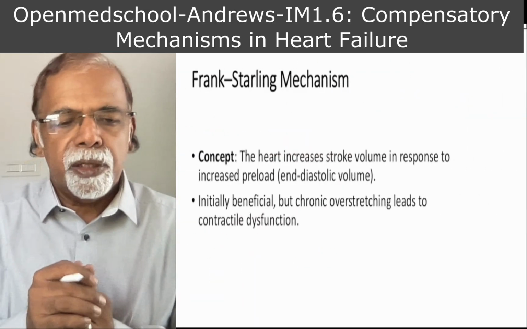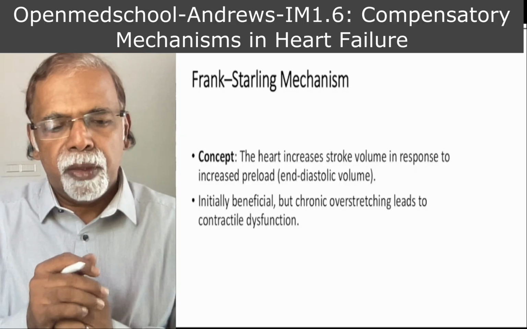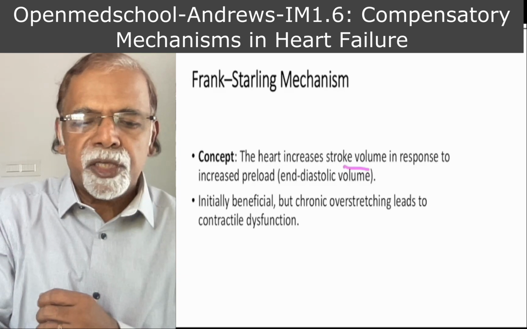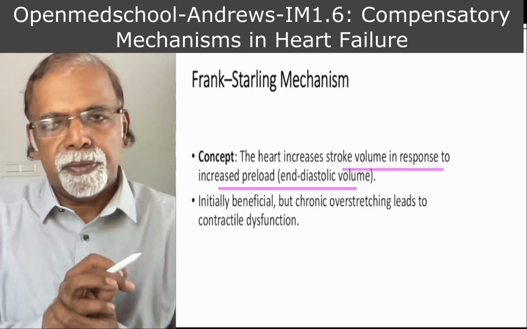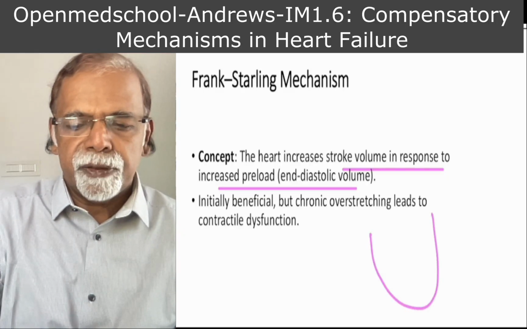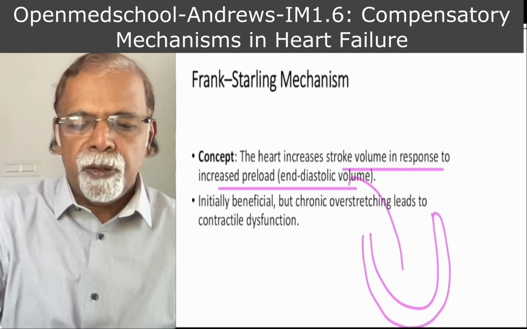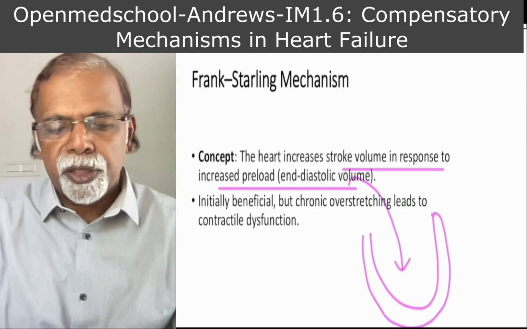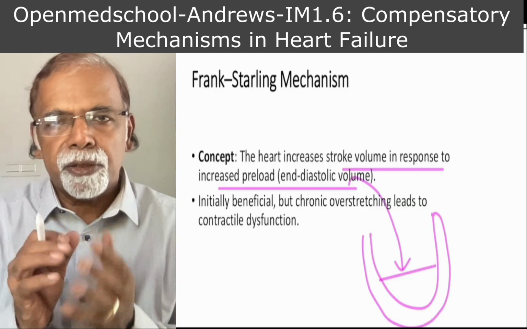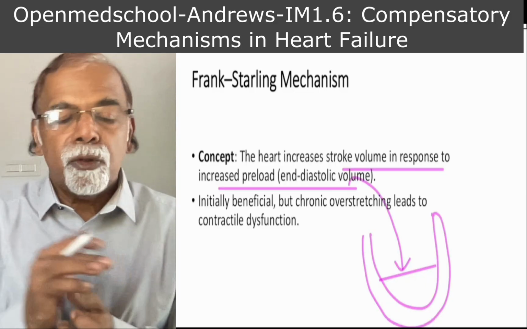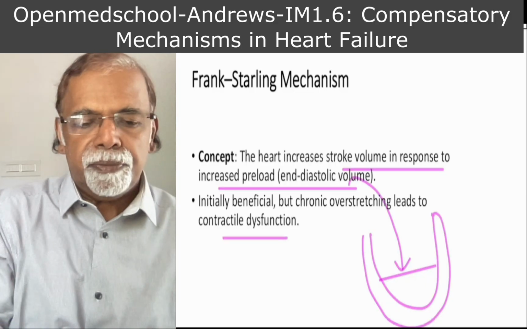So first we look at the Frank-Starling mechanism. In the Frank-Starling mechanism, the heart increases stroke volume in response to increased preload. That is, when the end diastolic volume increases, the ventricle dilates. Volume increases, so there is an increase in the contractility, which depends upon the initial length. So initially the Frank-Starling mechanism is beneficial, but chronic overstretching leads on to contractile dysfunction.